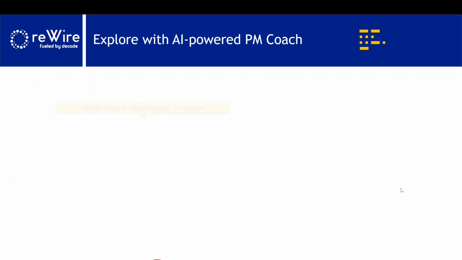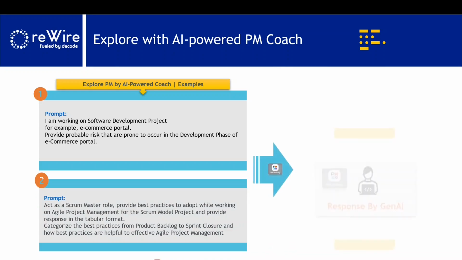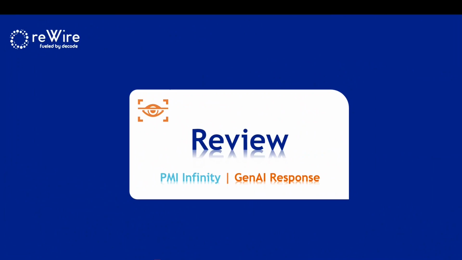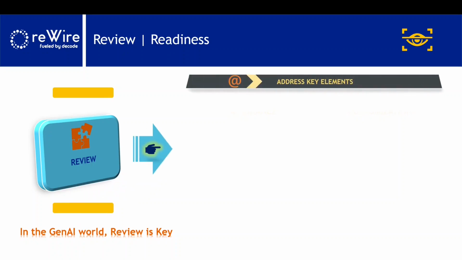And then let's switch over to how we can review this given information. Okay, GenAI response. So in this PM Infinity assistant, review is always key in any GenAI assistant, but we need to be very cautious on the key elements specific to this particular PM assistant.